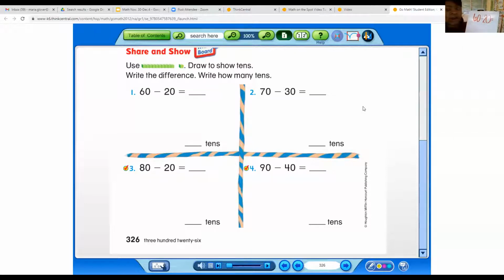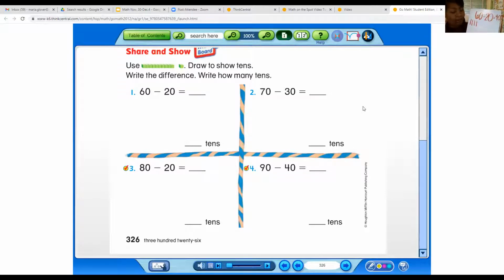So I'm going to draw this first number. Let's draw a quick tens. 10, 20, 30, 40, 50, 60. Now, how many am I going to take away? 20. 10, 20. So I don't have those anymore. So I can cross them out or I can just erase them. Now, how many do I have left? 10, 20, 30, 40. So 60 minus 20 equals 40. Okay, so I have 60 minus 20 equals 40.